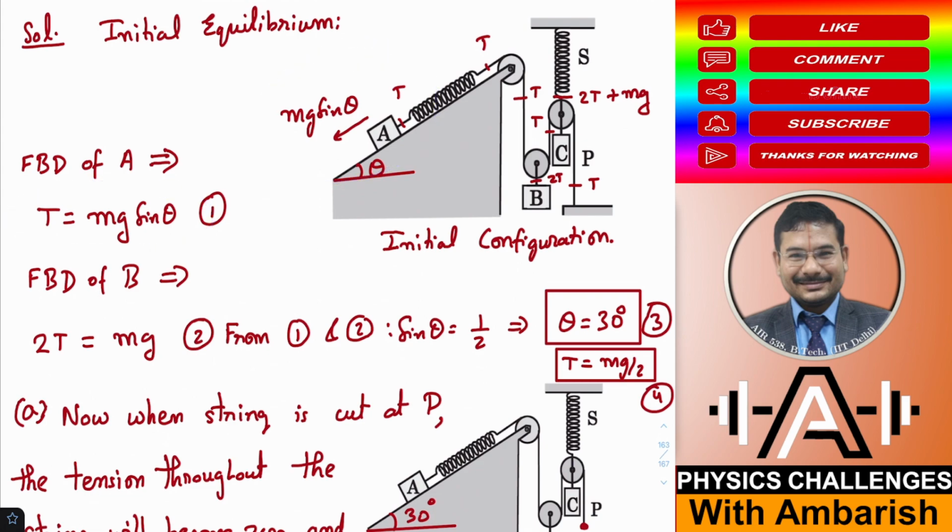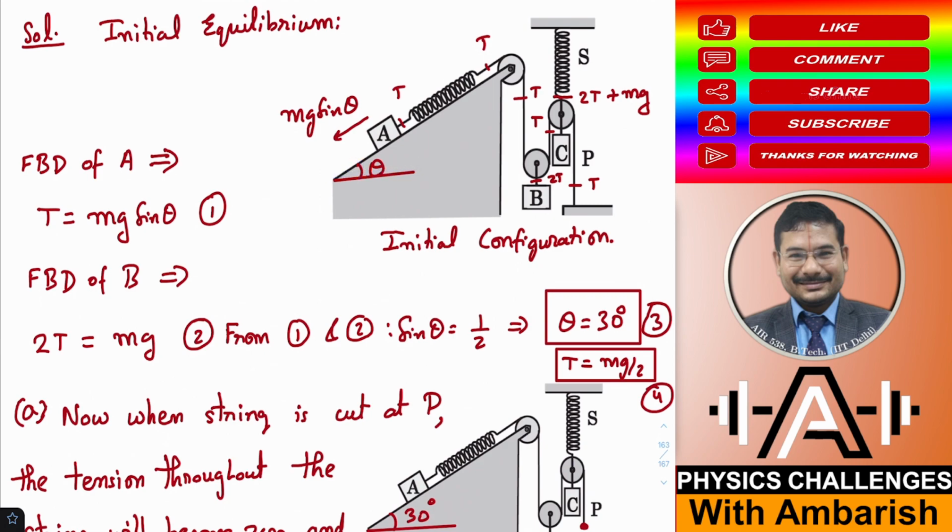Now what about the FBD of B? B also has the same mass. So let's say mg is the weight of B. So mg should be equal to 2T. So 2T is equal to mg. That's equation 2. Now from equation 1 and 2 you can simply divide them, and you can find out sin theta comes out to be half. So theta comes out to be 30 degrees. So we have inferred the angle of the incline. So this is 30 degrees.